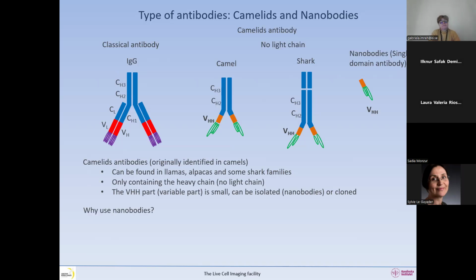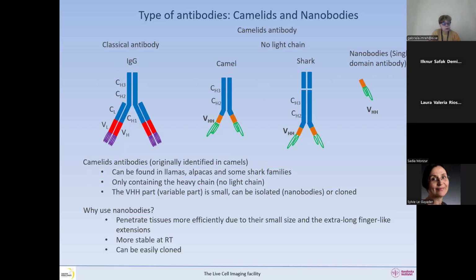also be cloned. Again, why use nanobodies? Because they penetrate the tissue or the sample more effectively due to their smaller size and these extra long finger-like extensions. They are more stable at room temperature, can be easily cloned, and easily tagged with fluorophores.